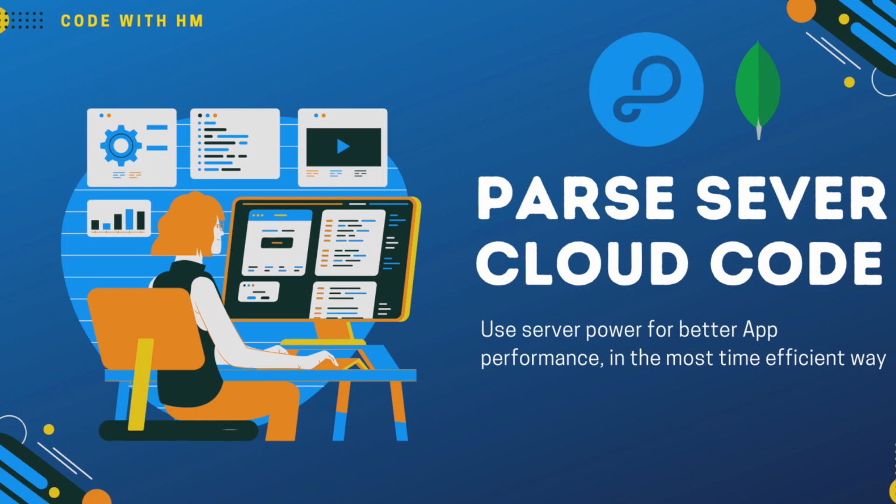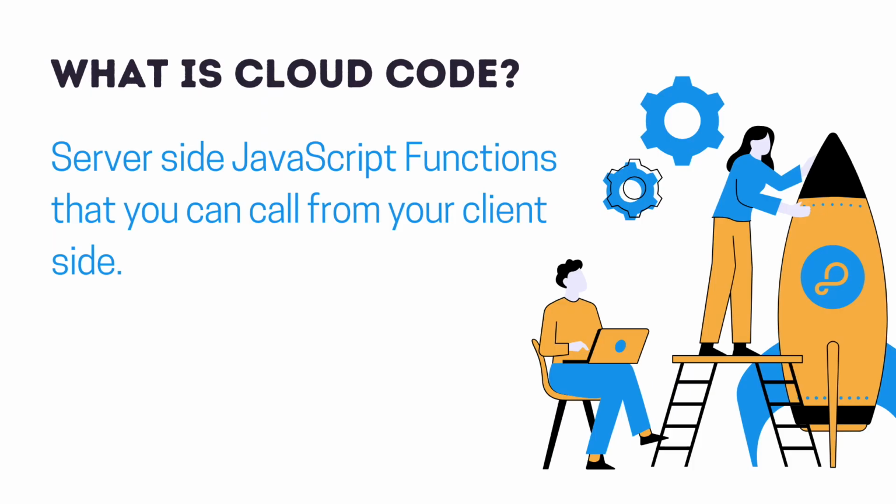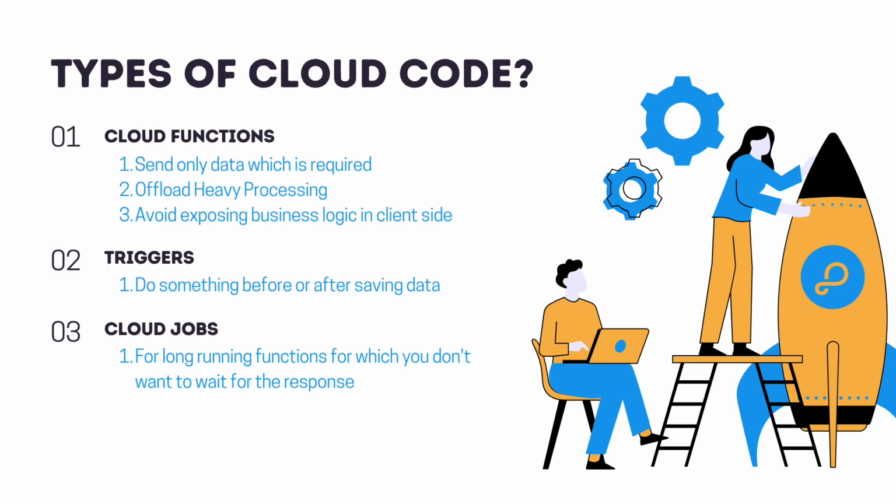So let's learn, what is Cloud Code? Cloud Code is basically a server-side JavaScript function that you can call from your client side to perform CRUD operations. There are three types of cloud code: cloud functions, triggers, and cloud jobs. In this video, we are going to learn cloud functions and triggers because most of the time you are going to need these two things.